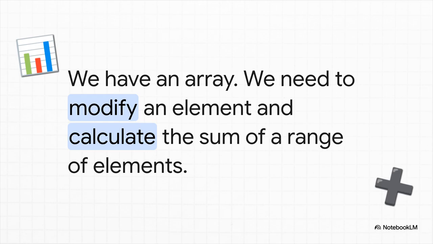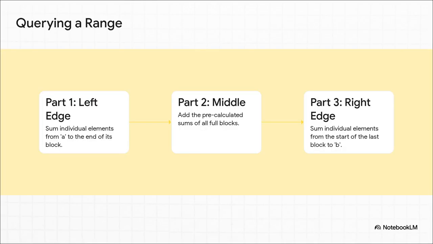Let's make this a bit more concrete with a classic problem. Imagine we have an array, and we need to do two things really efficiently. One, update the value of a single element, and two, calculate the sum of all the elements inside a given range. The way we query this is a three-part strategy. For the big middle part of our range, we can just instantly grab the pre-calculated sums of the full blocks, super fast. But for the edges of the range, the parts that only partially cover a block, we have to go in and sum those elements one by one. By combining these two approaches, we get this nice balance between speed and simplicity.